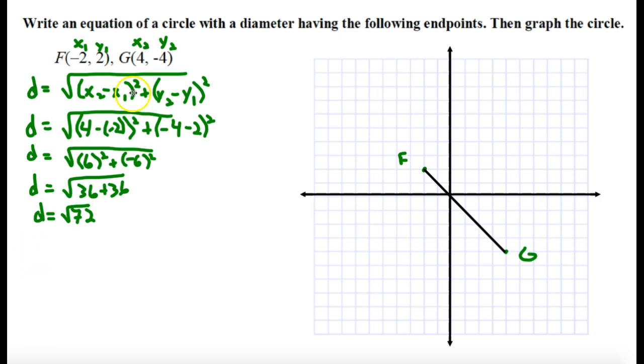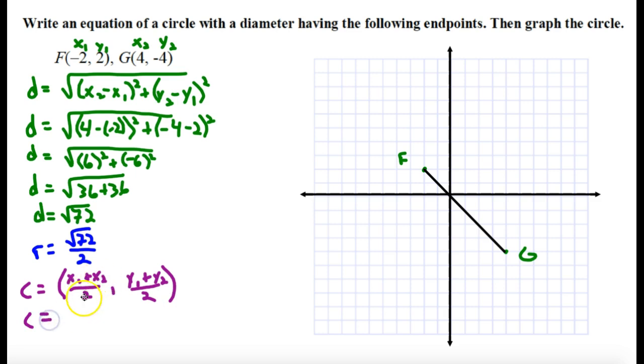Well, the radius then is going to be half of that. So the radius, and I'm just going to write it like this, the square root of 72 divided by 2. Okay, I'm taking half of my diameter. Well, then we still need the center. Well, if these are endpoints of the diameter, to find the center, I can just find the midpoint between these 2 points. So my center is going to be the midpoint, and our midpoint formula was this, x1 plus x2 divided by 2, and y1 plus y2 divided by 2.